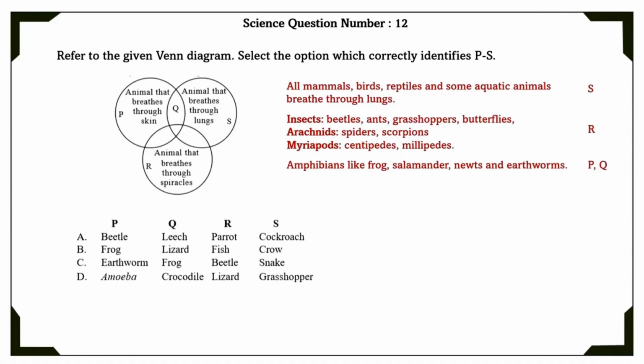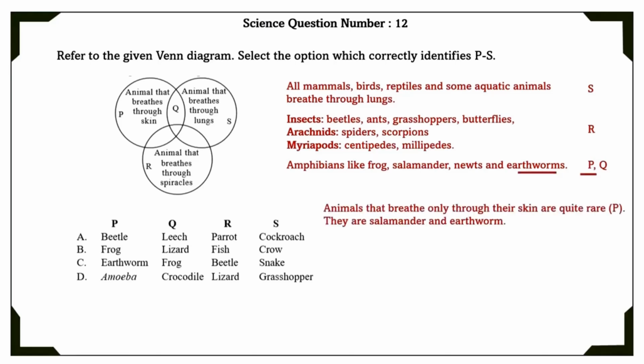S. Animals that breathe through lungs. All mammals, birds, reptiles and some aquatic animals breathe through lungs. R. Animals that breathe through spiracles. Insects, arachnids and myriapods. Animals that breathe through skin is P, and animals that breathe through skin and lungs is Q.